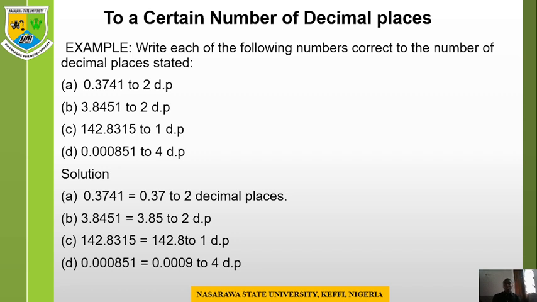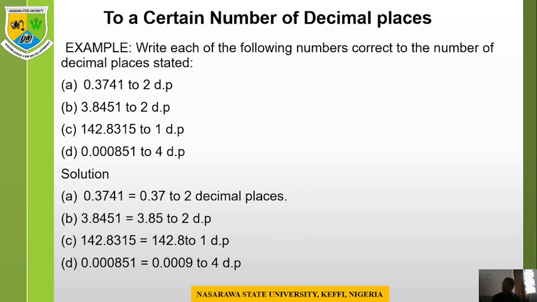Alright, to a certain number of decimal places. Example: write each of the following numbers correct to the number of decimal places stated. The first one is 0.3741 to 2 decimal places. All this is telling us is that we are to leave two numbers after the decimal point. Now, how many numbers do we have? If you notice, we have four numbers after the decimal point, which are 3, 7, 4, and 1. These are the numbers after the decimal point.